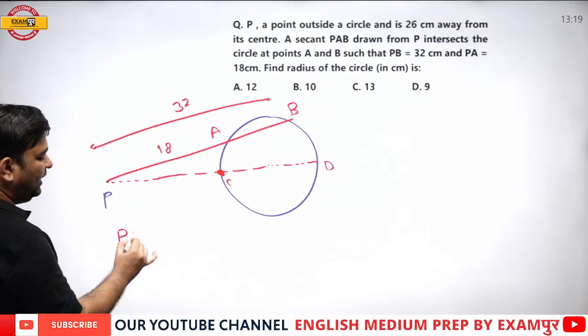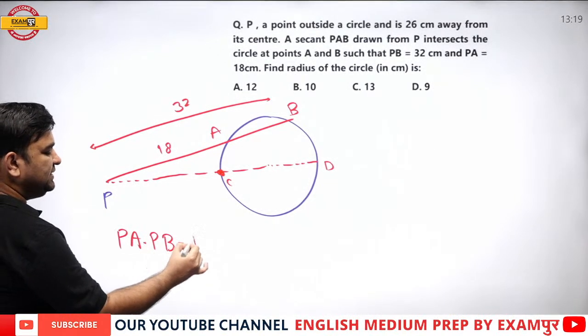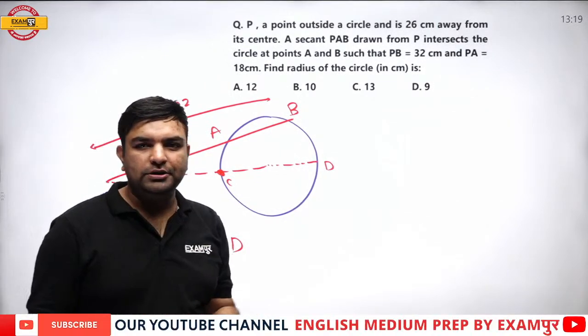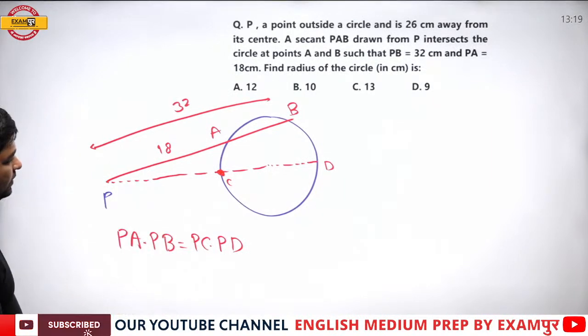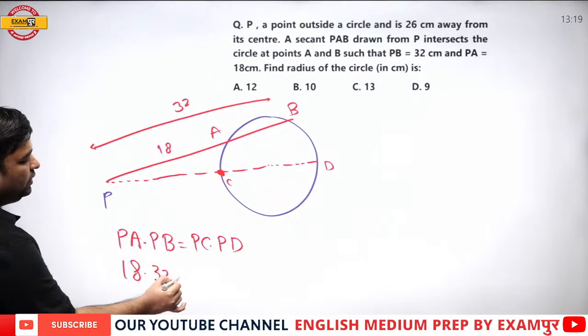What we have read? We have read whenever two secants are drawn to the circle, PA into PB is equal to PC into PD. PA is 18, PB is 32. What is PC?